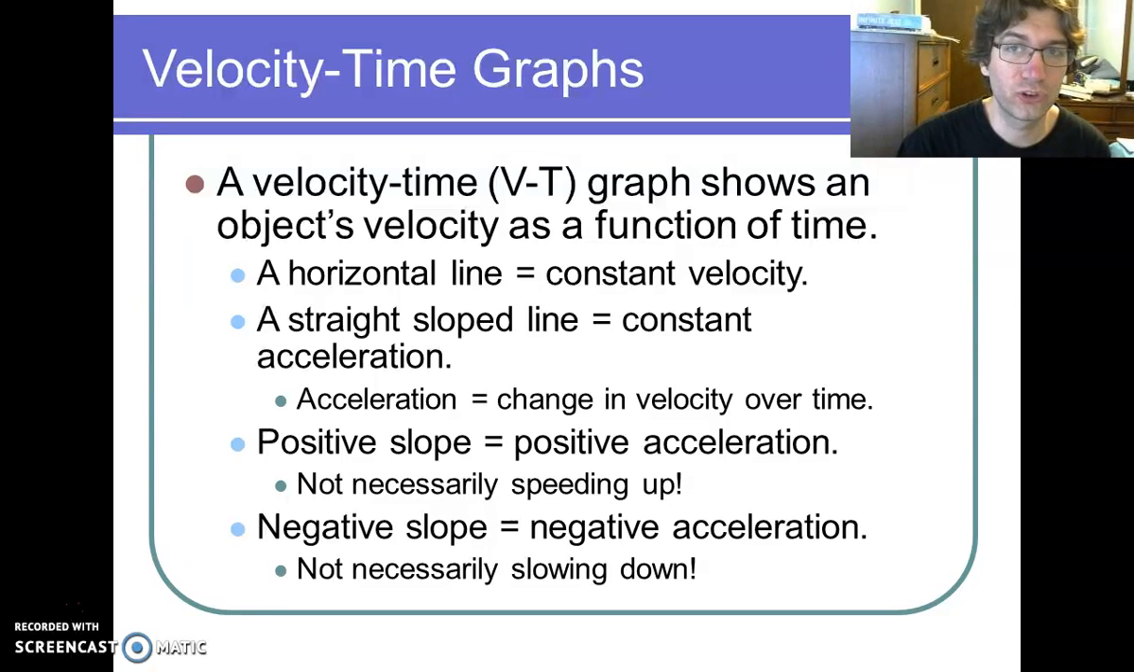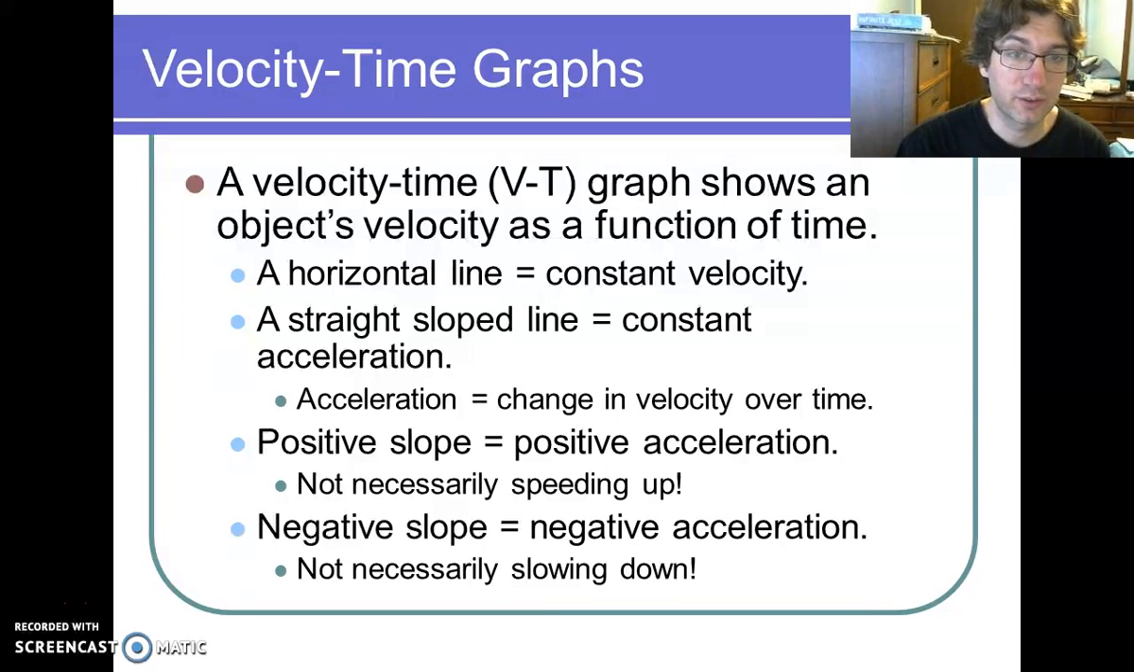In this case, a horizontal line, unlike your distance time graph, means the constant velocity. So the horizontal line actually relates to having a constant slope in your distance time graph here. In velocity time, a horizontal line means a constant velocity or no change in acceleration. A straight sloped line is a constant acceleration. So again, slope here is going to be acceleration as opposed to the distance time graph where slope was velocity.